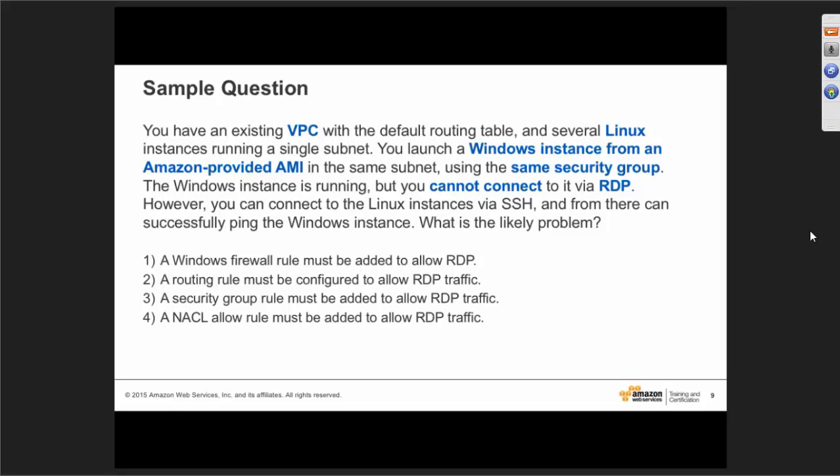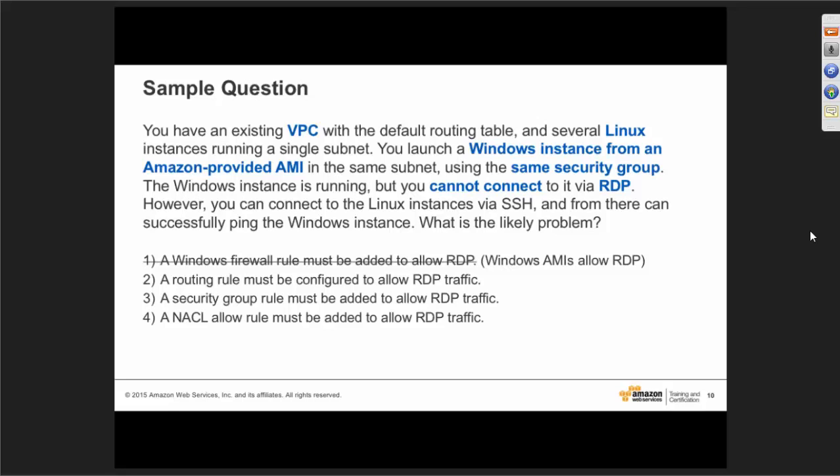If you have a Windows firewall rule attached that would block RDP, that would be a problem. But because it's the Amazon provided AMI, that's open by default. Otherwise, you wouldn't be able to connect to those Windows machines once you started them. So by default, the Windows AMIs open RDP, and the Linux AMIs open SSH. That's at the OS level. So you still have to configure other things to let that go, and that's one of the things we're talking about in here.